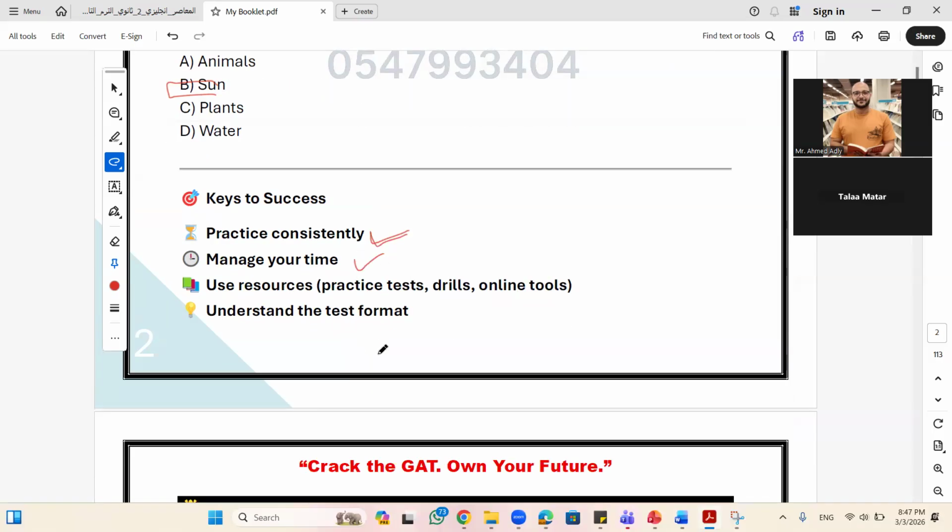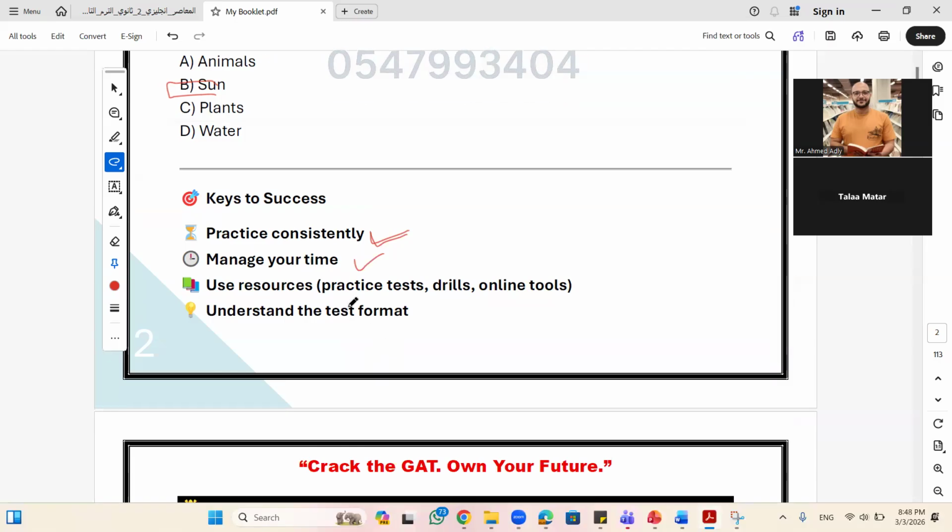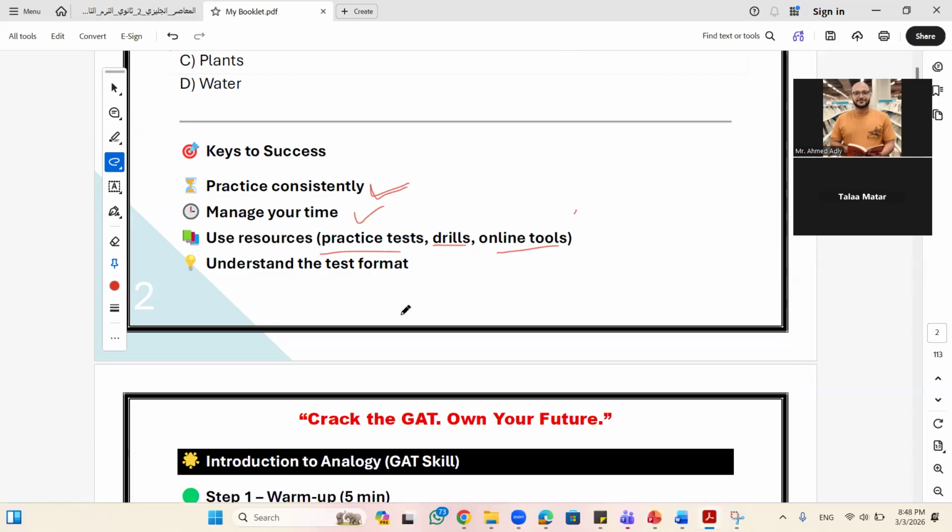Manage your time. This is something that you need to work on: how to get the answer in a shorter way and use all the resources available. We have drills on a specific section. For example, after our class today, I'm going to send you 100 analogy questions. We have online tools. For example, we have mini tests. You're going to do one after the class. And we have practice tests, full tests. You can do them twice a week or something like that.